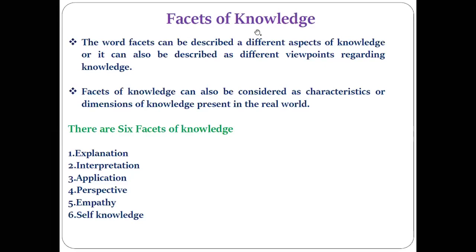So facets is nothing but different viewpoints regarding knowledge, or the different aspects of knowledge which are there in the real world. Understood? Aspect in the sense of what? Aspect in the sense of different categories of knowledge. Yes or no? Different viewpoints related to the knowledge which is present in the real world. So can we say that in the real world only one kind of knowledge is available? No, it is not like that. There are different kinds of knowledge available in the real world.